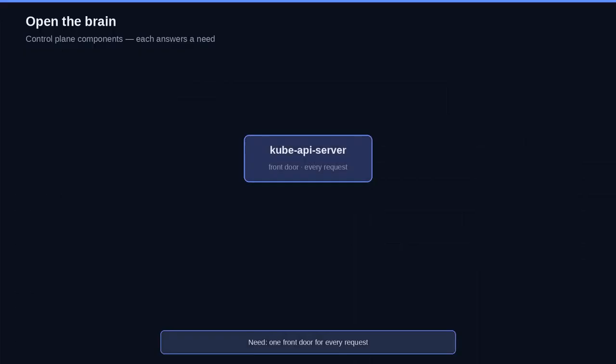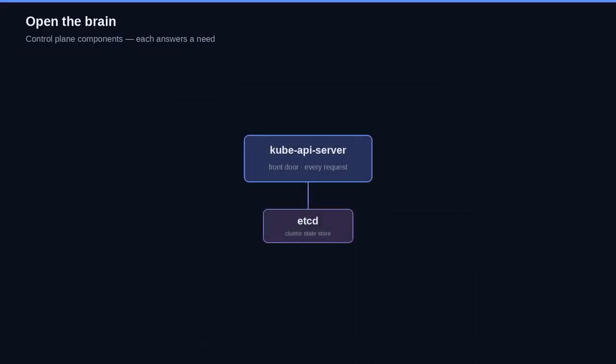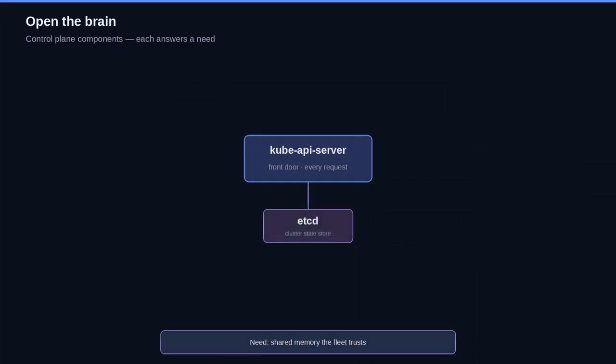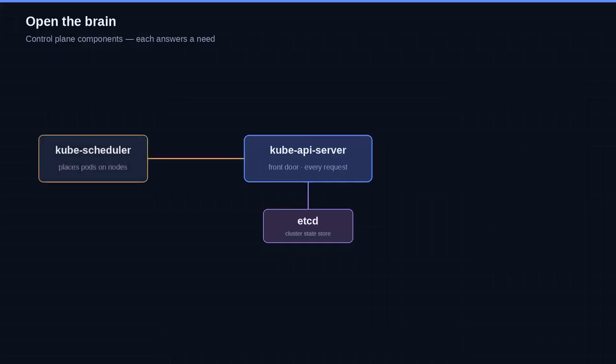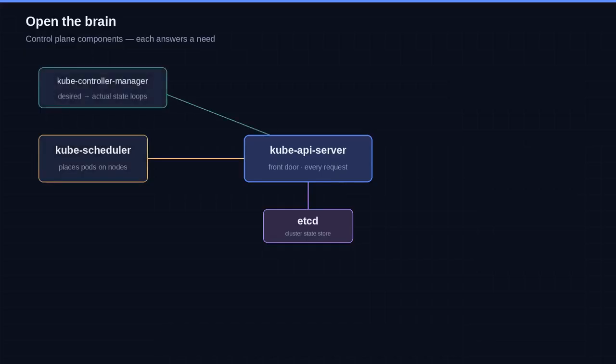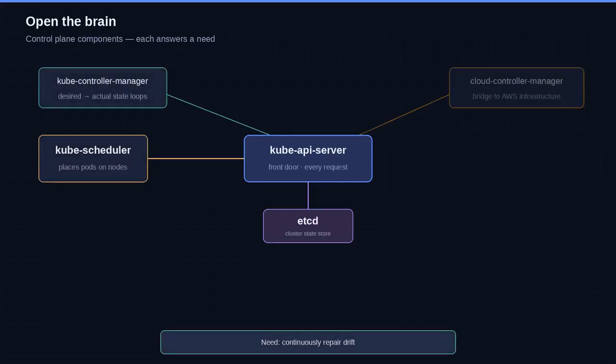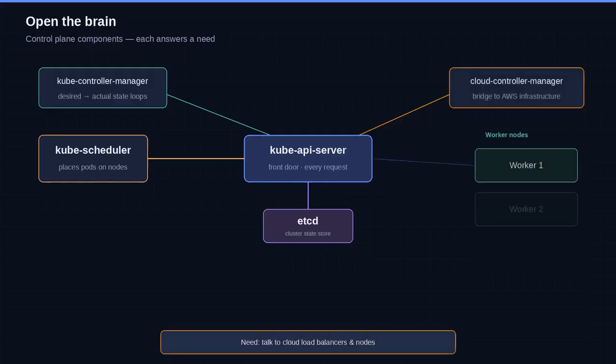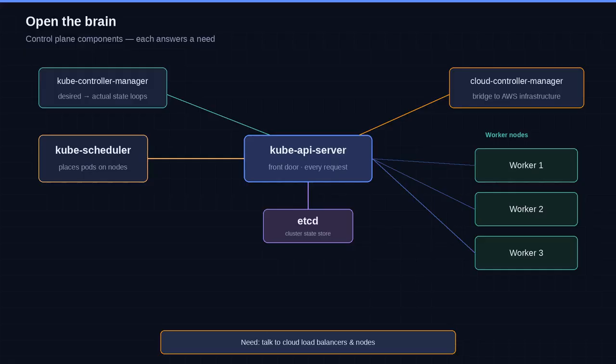Open the brain and the pieces stop looking mysterious. Each one answers a coordination need you already felt. Every request, every tool, every internal component talks through the Kube API server. It is the front door and the single source of truth for what did someone ask the cluster to do. Behind it sits etcd, a distributed key-value store that holds cluster state and configuration. Lose a consistent state store and the fleet has no shared memory.